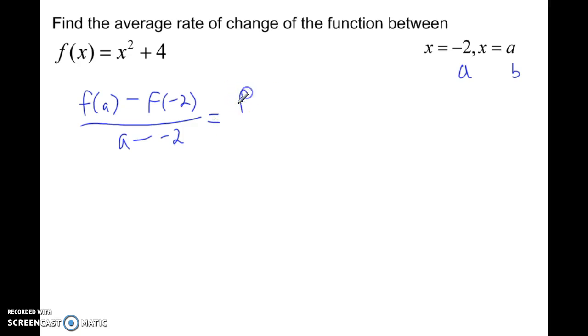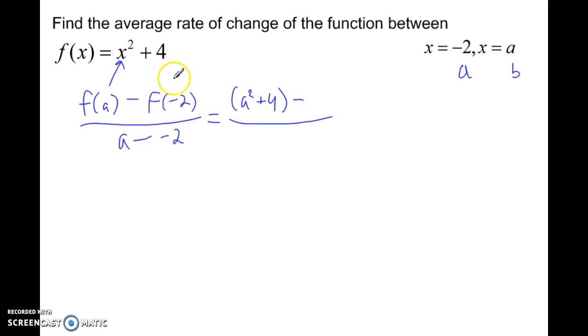So we get f of A. Well, let's see, what is f of A? Let's plug A into the function, right? So f of A is when I plug A into that function for x. And so f of A would be a squared plus 4. Getting complicated.